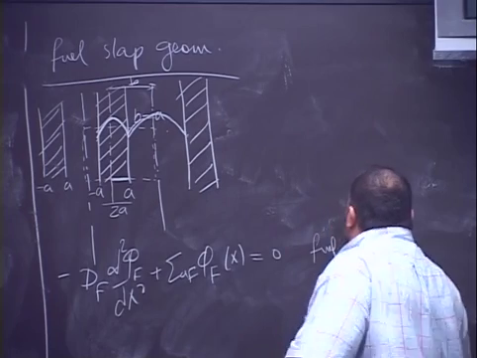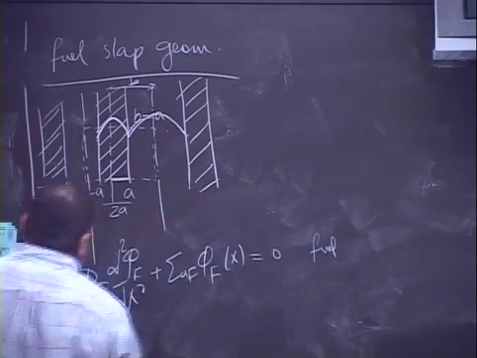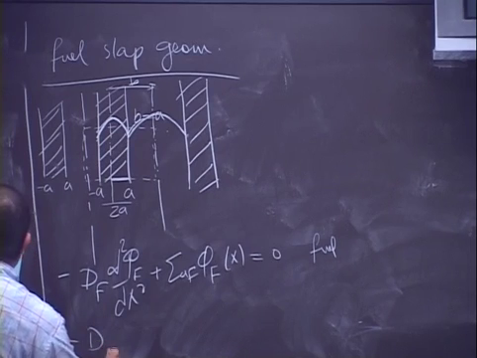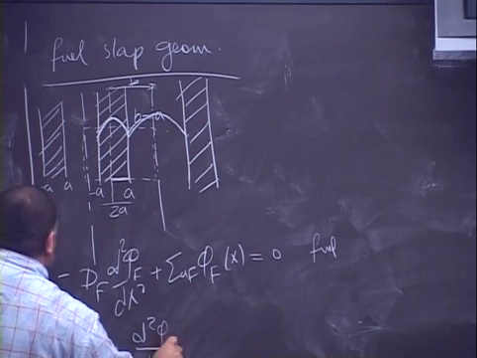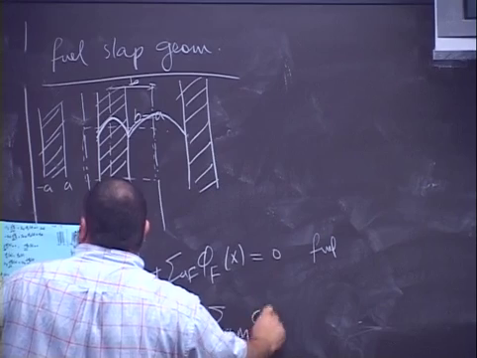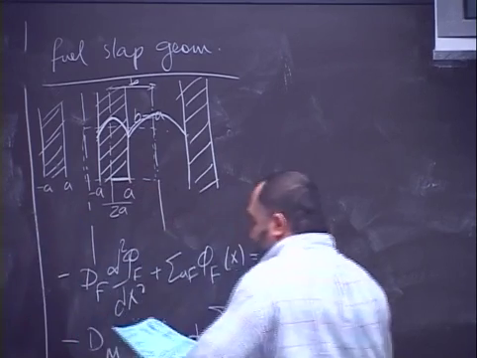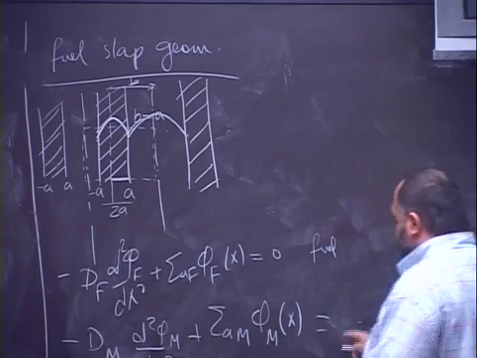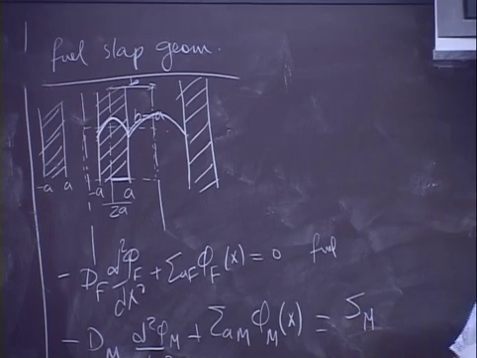As in the fuel. And the diffusion equation in the moderator is just D_moderator d²φ_moderator by dx² plus Σ_absorption in the moderator multiplied by φ_moderator as a function of x equal to, instead of 0, I will put a source in the moderator.